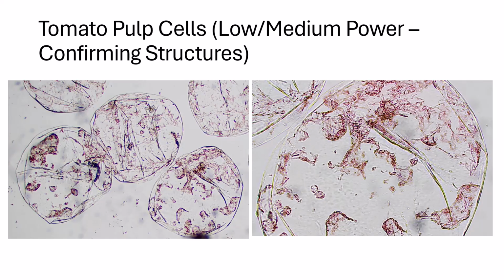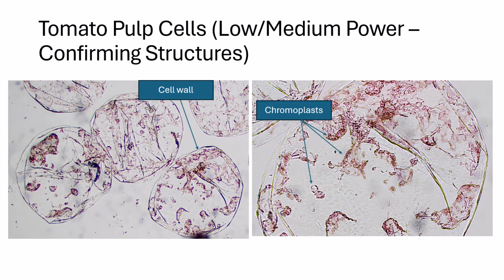Now let's confirm what we're seeing. The cell wall is the rigid outer boundary that gives the cell its shape and structure. The small red or orange structures inside the cells are chromoplasts. These are pigment storing plastids. You can't see the membrane for the chromoplasts, so you're actually seeing clusters of carotenoid crystals. In tomatoes, these chromoplasts contain lycopene, which is responsible for the red color that increases as the fruit ripens.